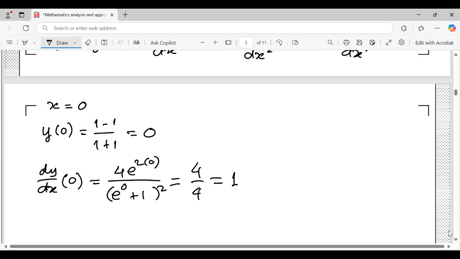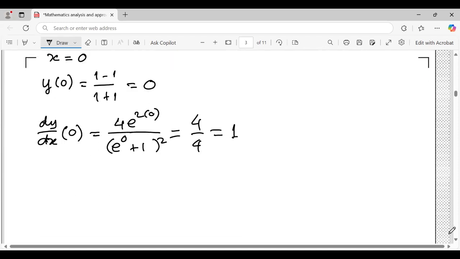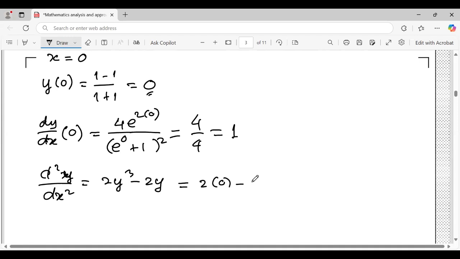And the second derivative, if x equals 0, is 2y cubed minus 2y. Look, if y is 0, it equals 0. It means this is 0. So 2 times 0 minus 2 times 0 is 0.